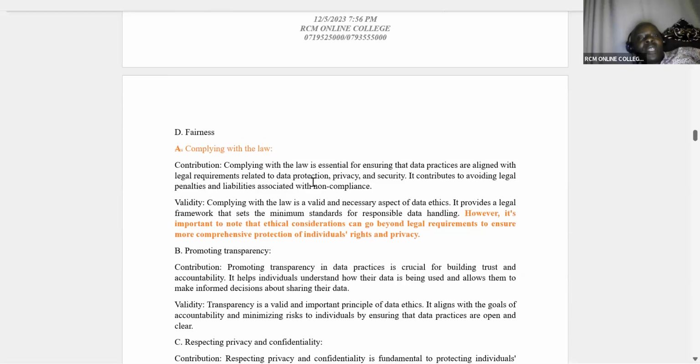Validity, complying with the law is a valid and necessary aspect of data ethics. It provides a legal framework that sets the minimum standards for responsible data handling. However, it is important to know that ethical considerations can go beyond the legal requirements to ensure more comprehensive protection of individuals' rights and privacy. The thing is, when we talk of ethics, don't go hiding behind the law. And for sure you are infringing on other people's rights.